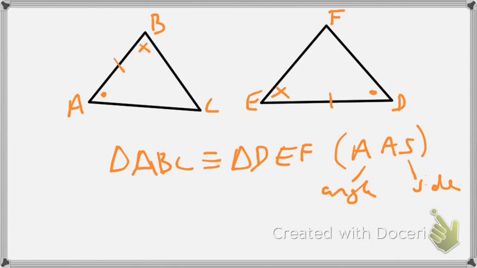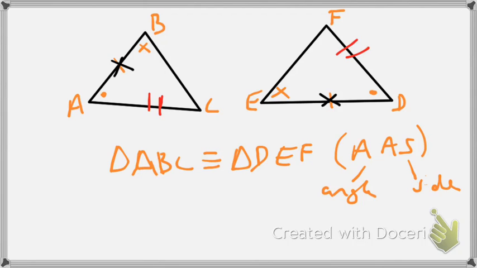Okay? So I could instead, if I didn't know, let's pretend I didn't know this was equal, right? But I did know that this other side over here was equal, right? That would be also congruent. So that's the one case.